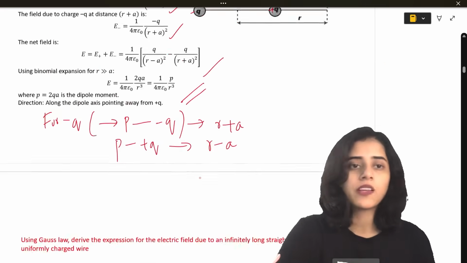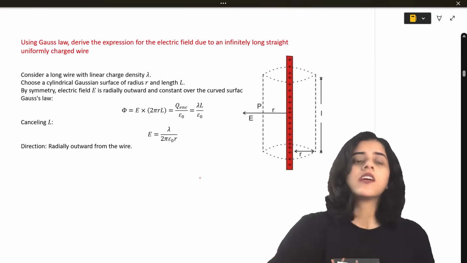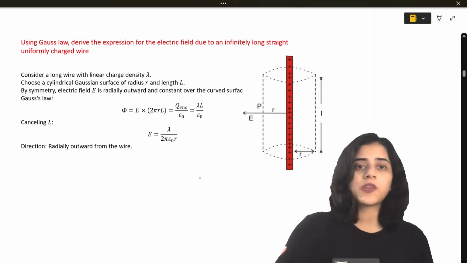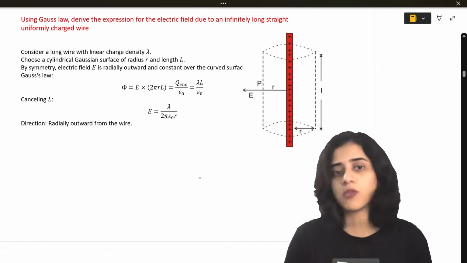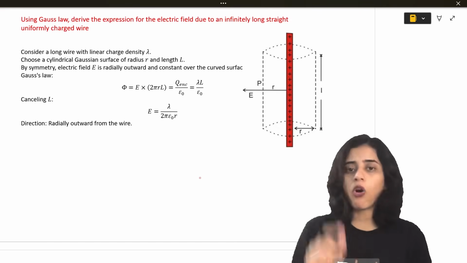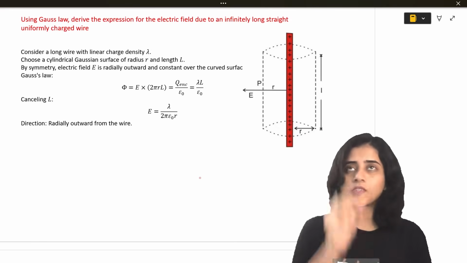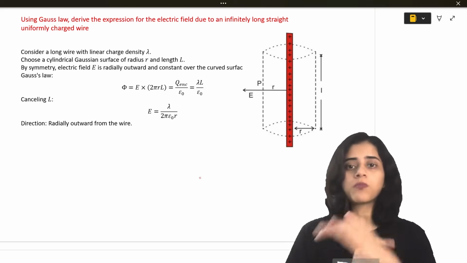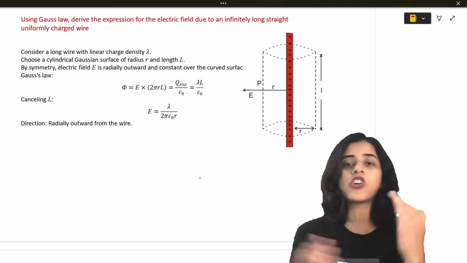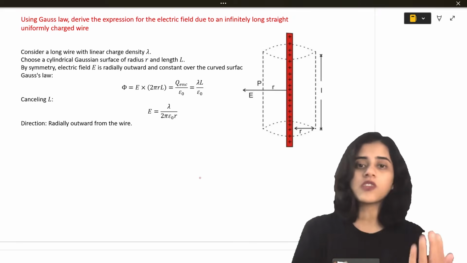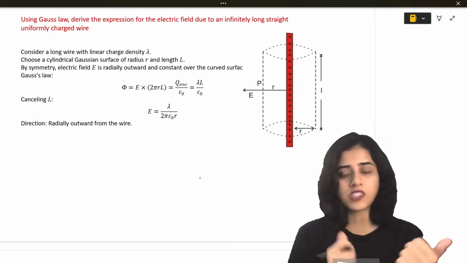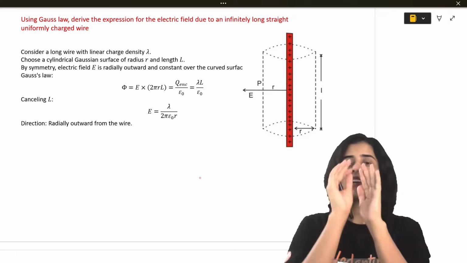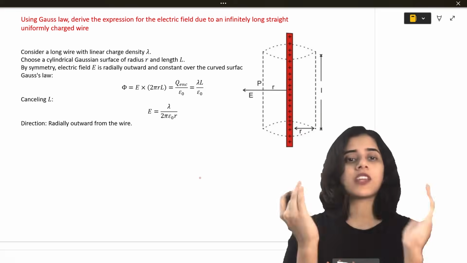Okay, next question. Use Gauss law, derive the expression for electric field due to an infinitely long straight uniform charged wire. So you have a long charged wire. For this long charged wire, you make a Gaussian surface around it. A Gaussian surface is a surface where the charge is equidistant to all the places on the surface. So if it's a straight line, a Gaussian surface will be a cylindrical body.